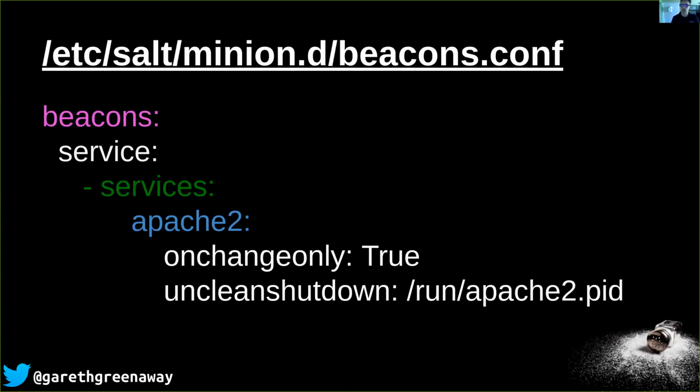On our Salt minions, we can set up a beacon by adding the configuration to the Salt minion configuration file or to a separate file under /etc/salt/minion.d. All beacons need to be under the beacons header. In this particular case, we're setting up a service beacon to monitor the Apache 2 service. For this beacon, we're including the onchangeonly and uncleanshutdown options. onchangeonly will ensure that the beacon only fires an event when the service status changes. And the uncleanshutdown option tells the beacon to look for a particular file that would have otherwise been cleaned up if the service was restarted cleanly, for example, a PID file that was written out by the service management system.